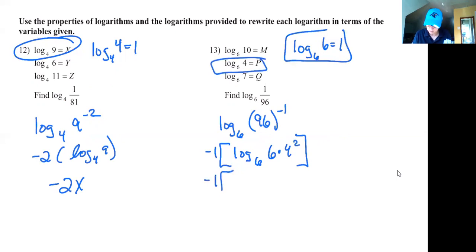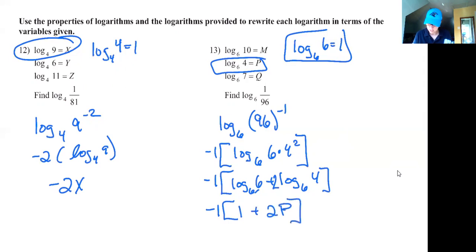So I've got negative 1 times the quantity log base 6 of 6 plus log base 6 of 4 squared. All right, I'm going to take that 2 and swirl that 2 to right here. Okay, so I have negative 1 times the quantity log base 6 of 6 is 1 plus 2 times log base 6 of 4 is P. And I just have to add my negative signs and I'm done this whole problem. So it's negative 1 minus 2P. Okay, and there's the answer.